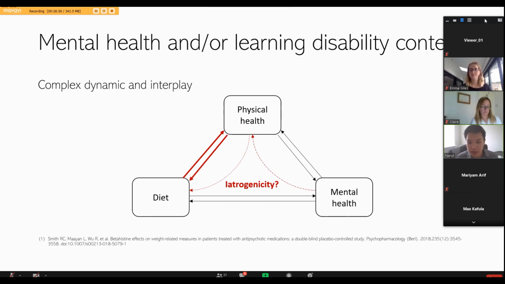But then more importantly, a lot of them also bind on to histamine receptors that they shouldn't. And this causes a hunger. And therefore, people with mental health conditions and or learning disability will then eat more. So this is obviously a very clear example of how mental health can influence both physical health and how they interact with their diet.